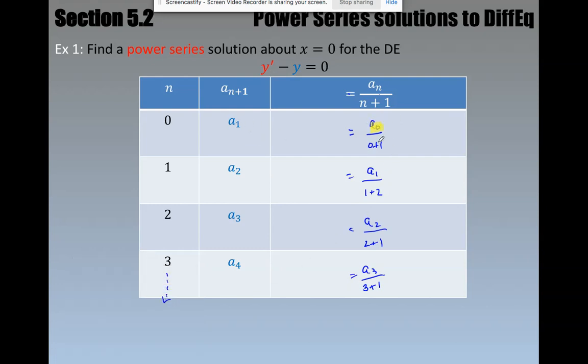A sub 1 is a sub 0 over 1. Whoops. 1 plus 1, silly. So this is 1/2 times a sub 1, but look what a sub 1 is. This is 1/3 times a sub 2, but look what a sub 2 is. Can you see the pattern?